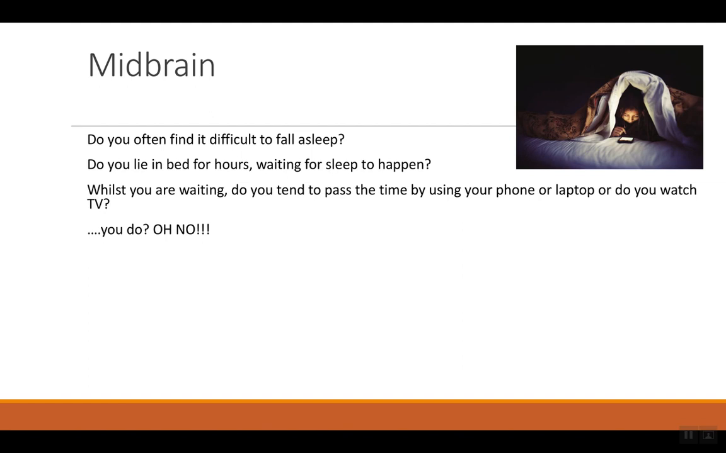Now, think about this. Do you sometimes find it difficult to fall asleep? Okay? Do you get sent to bed by your parents saying go to bed about, I don't know, 10 o'clock? And you lie there in bed waiting for sleep to happen, but you get bored, so you're sitting there on your phone, or on your device, or watching the TV.